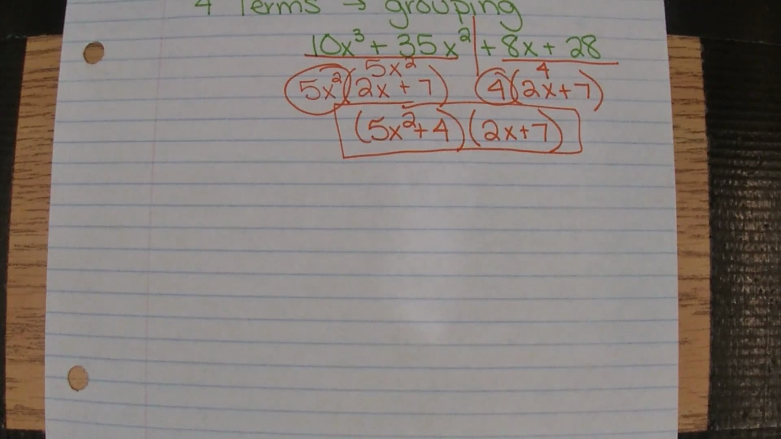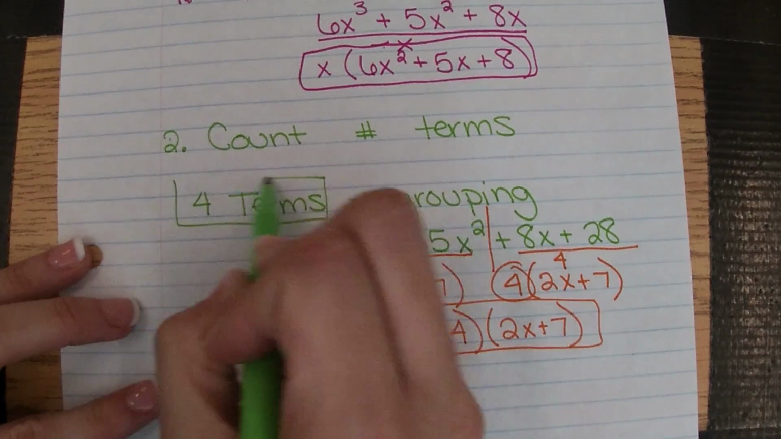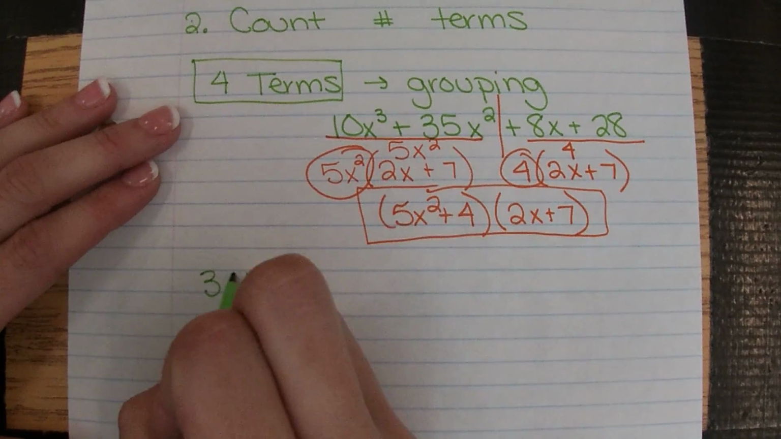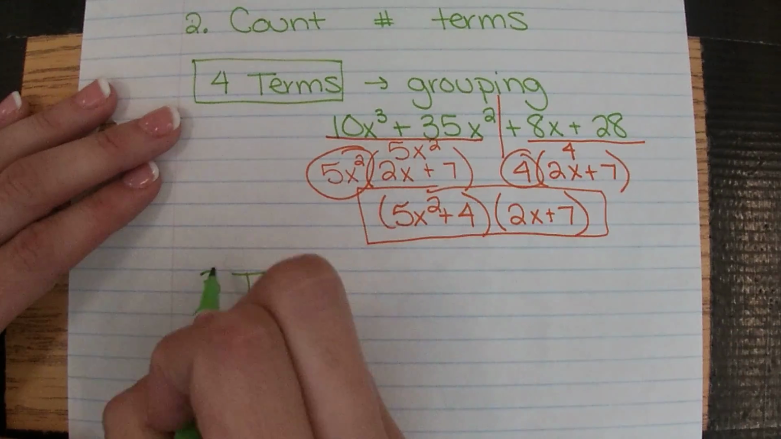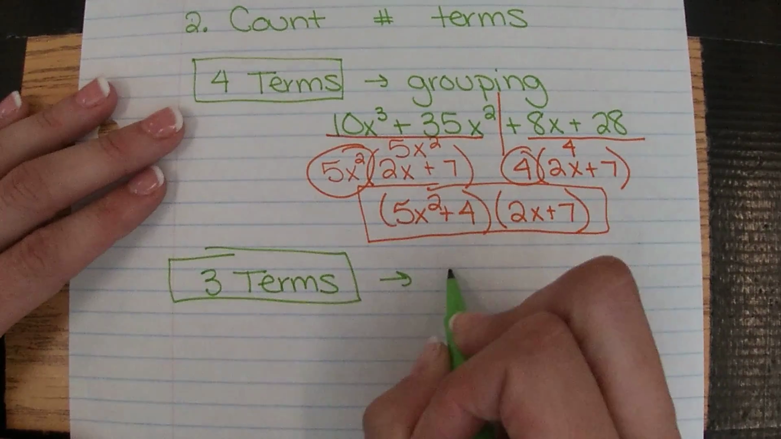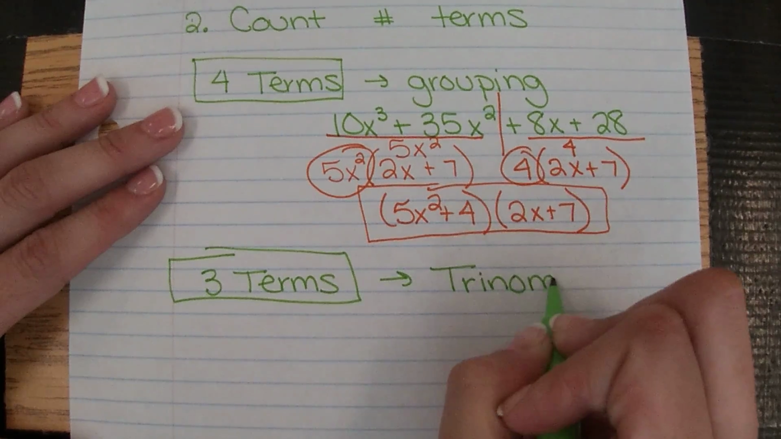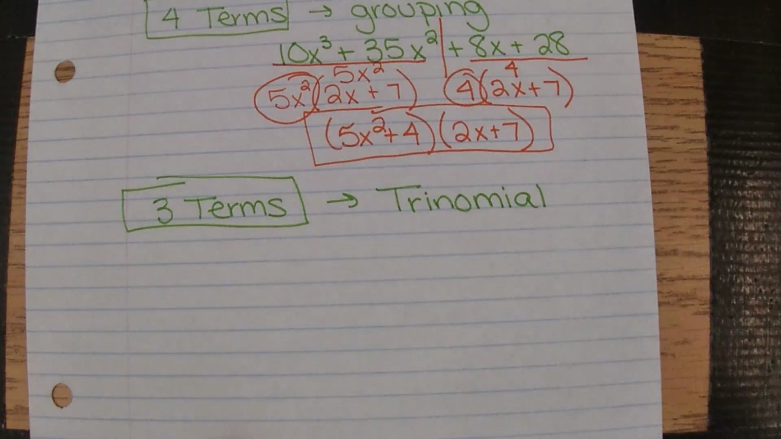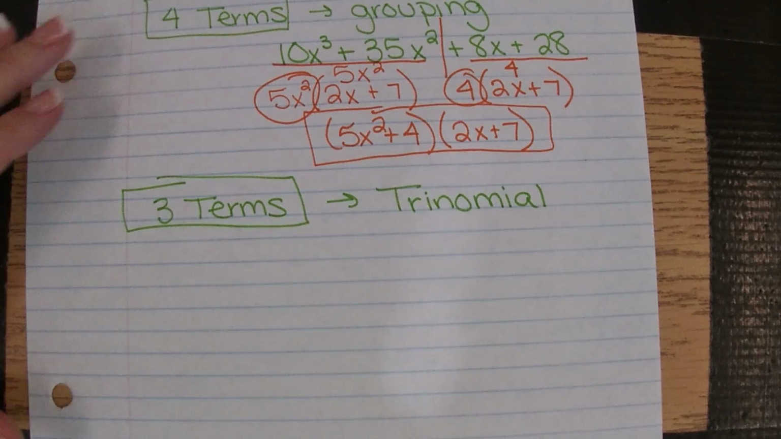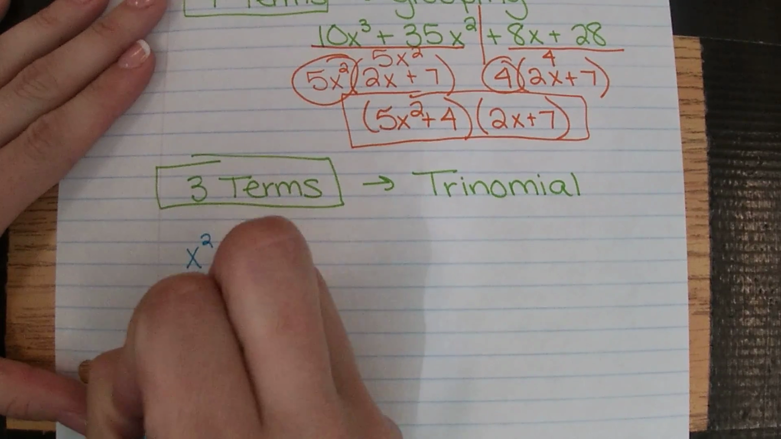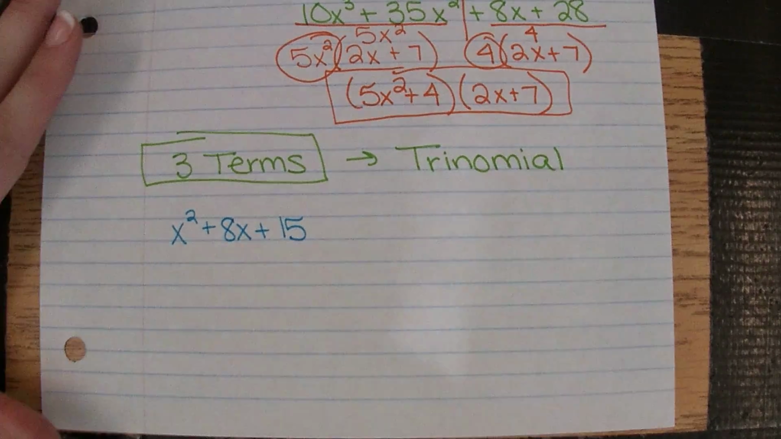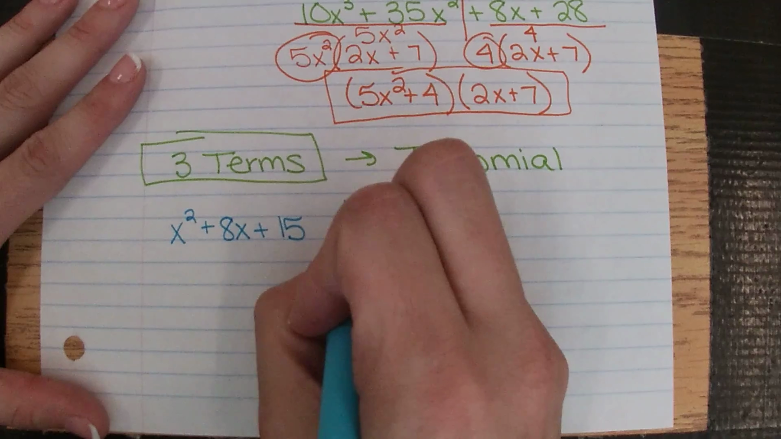Now we could also count the number of terms. If we count the number of terms and it's 4, we're going grouping. But we might also count the number of terms and there might be 3 terms. If there are 3 terms, then we want to factor it like a trinomial. Remember, a trinomial is where we're multiplying a times c, and this comes in 2 different forms. So we could have x squared plus 8x plus 15. So 1 times 15 is 15.